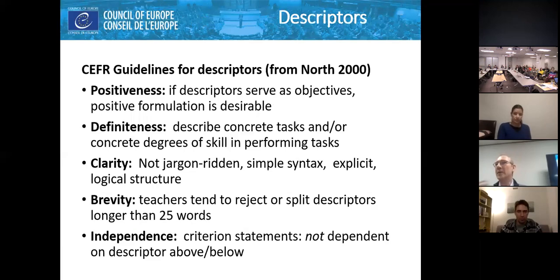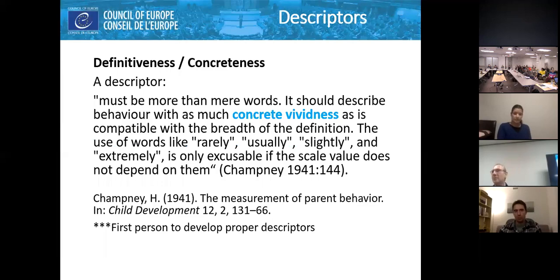And after all of that experience, I developed a set of guidelines, which is actually put in the back of the CFR, for what descriptors should be like. We'll just look at definiteness, which is perhaps the crucial one. Things should be definite, describe something concrete. And this was pointed out as long ago as 1941, where a scale must be more than mere words. It should be trying to describe something with concrete vividness as much as you can.